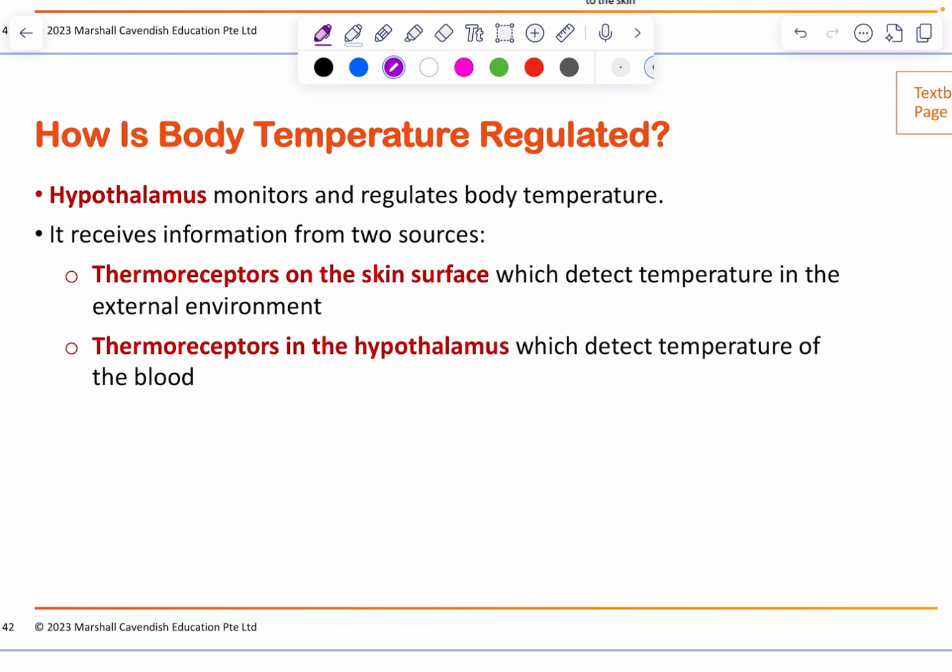You will receive information from two main sources. Number one, the receptors on the skin surface. The second one is actually in your hypothalamus in the brain. So one detects the external environment, the other detects within your blood. So this is the part where our body doesn't just have one sensing point, but it has multiple, in order to complement the whole function and structure of how this actually works.